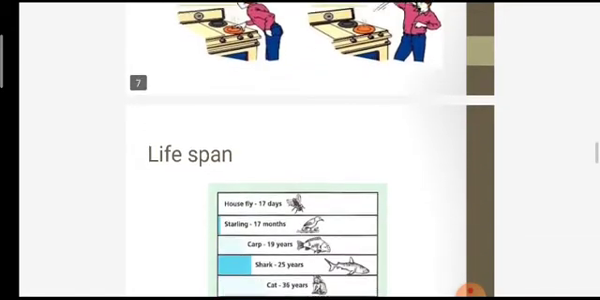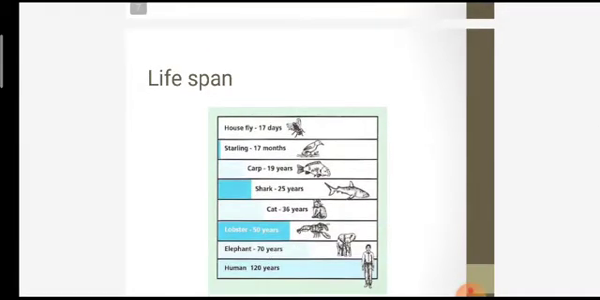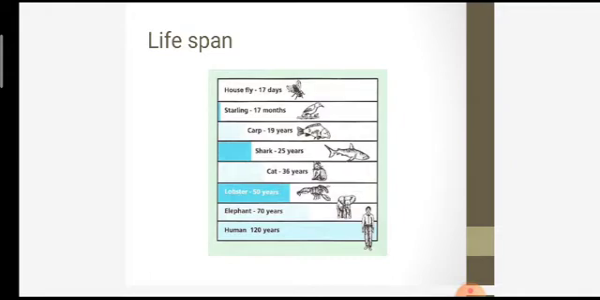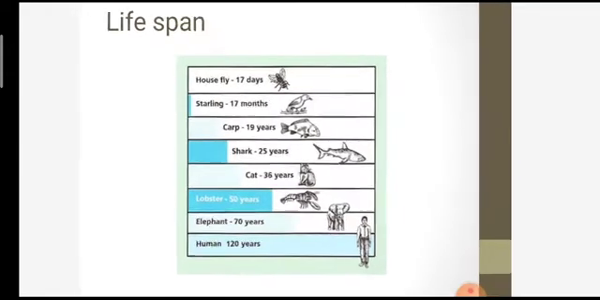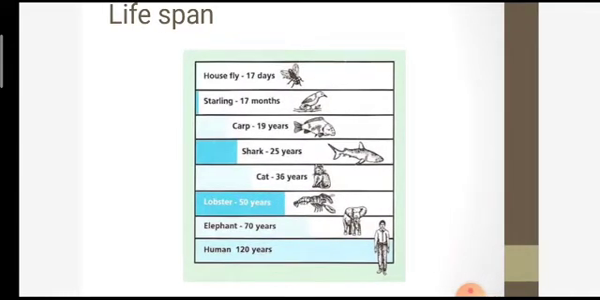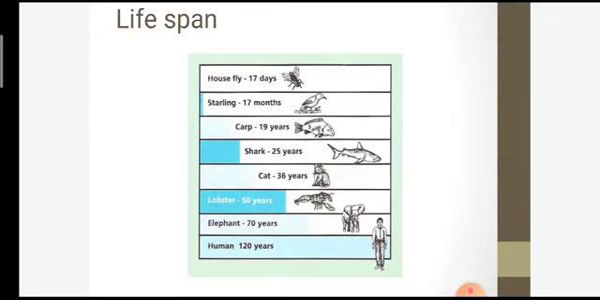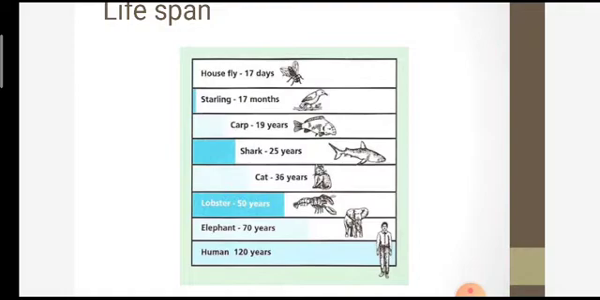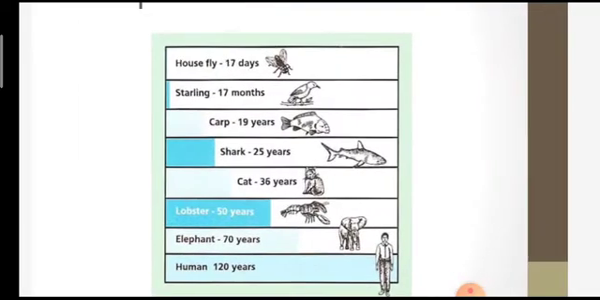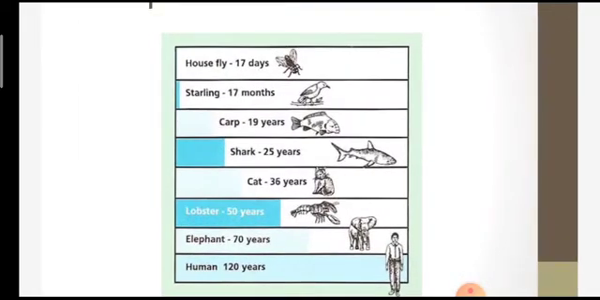Then next, lifespan. Human beings have a lifespan, a particular age we live and we die off. All the living things have a particular, maximum age. This is called lifespan. First, the lifespans of some living beings are given. The housefly lives to about 17 days. The starling, that is one bird, lives to about 17 months.